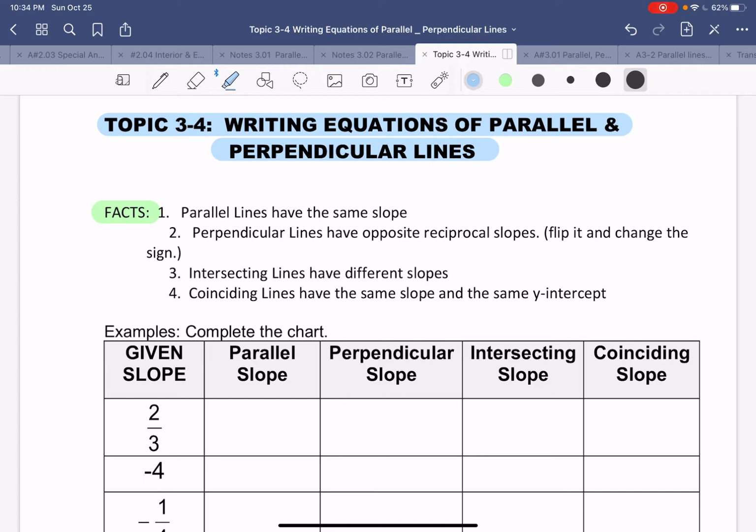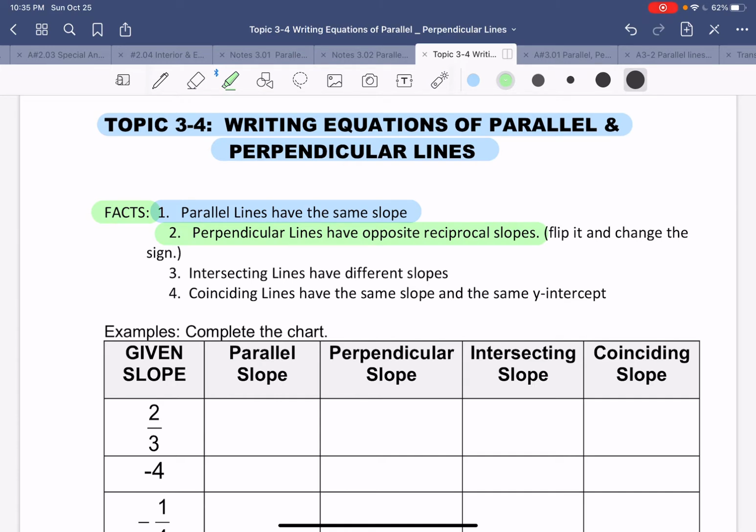Fact 1 is that parallel lines have the same slope. So if one line has a slope of 2, the line that is parallel with it will also have a slope of 2. Nothing changes except for maybe the y-intercept. The next one is that perpendicular lines have opposite reciprocal slopes, meaning they flip it and change the sign.